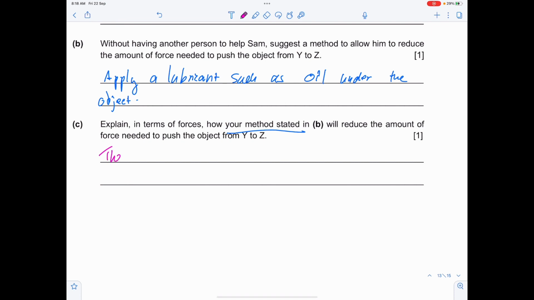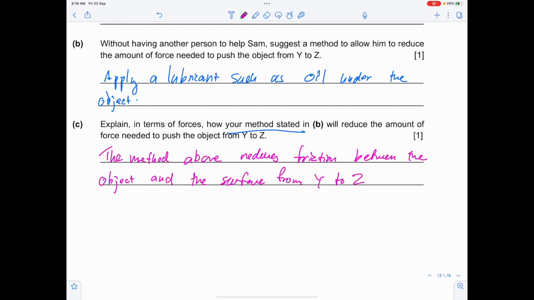the method above reduces friction between the object and the surface from Y to Z.